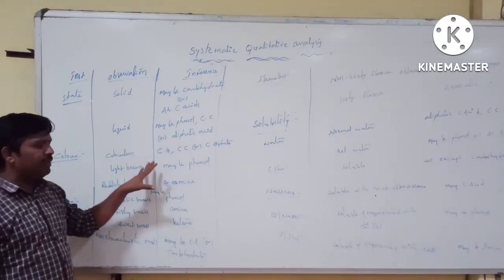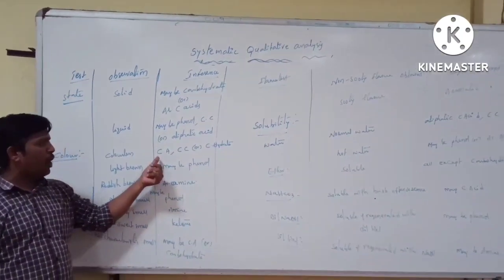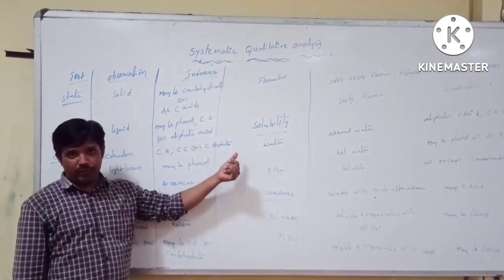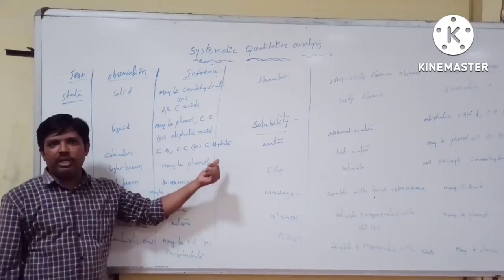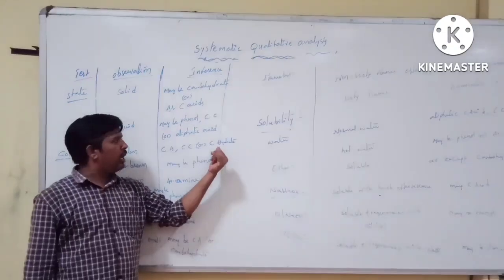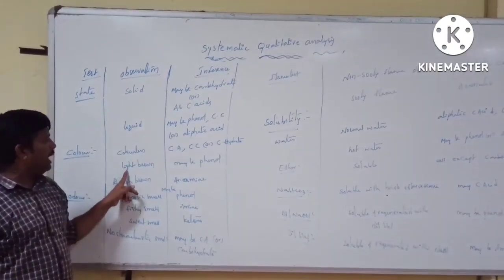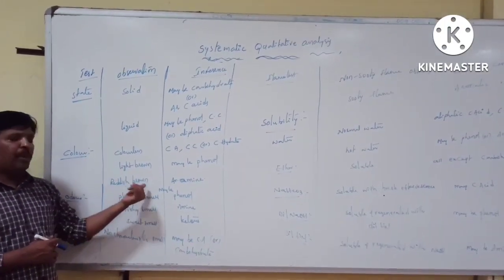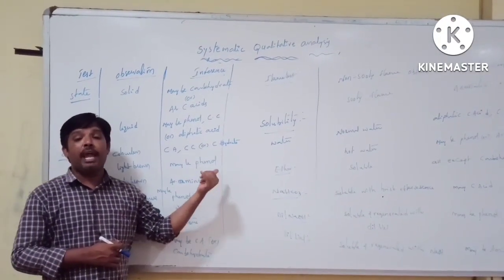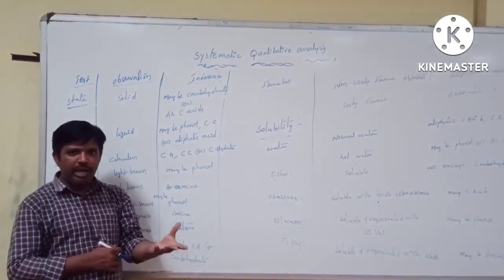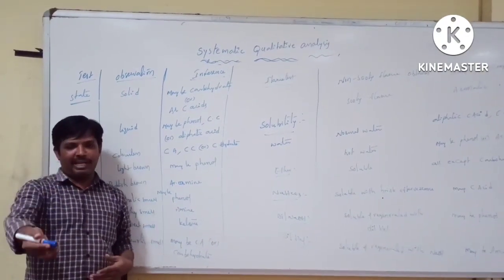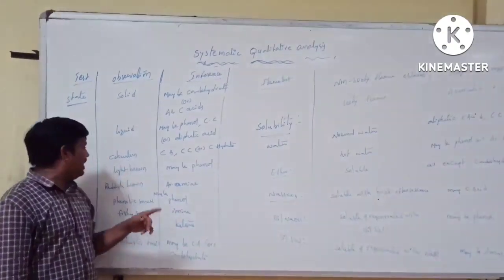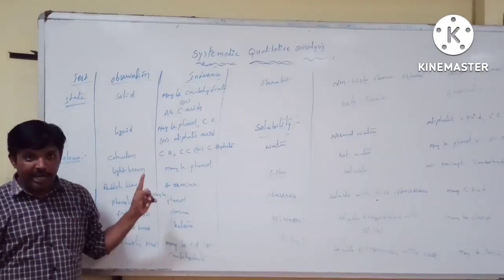If it is colorless, there may be a presence of carboxylic acid, carbonyl compounds or carbohydrates. We know that glucose is white in color, that's why it is colorless. Carbohydrate. If it is light brown, maybe it is phenol. If it is reddish brown, maybe it is an aromatic amine. If it is an amine, reddish brown color is present. If it is phenol, it appears light brown.